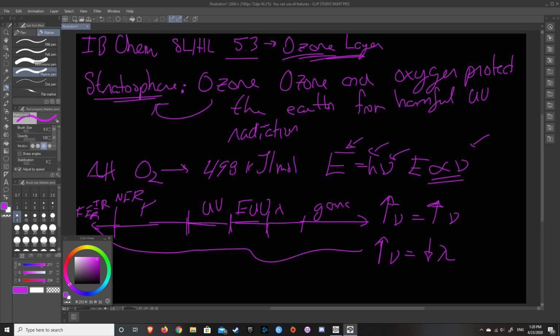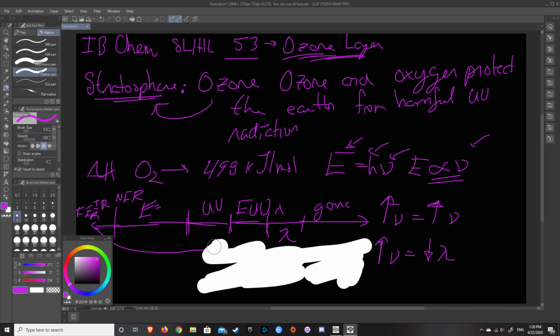All of this is different wavelengths, and wavelength is related to frequency, and frequency is proportional to energy. Therefore, wavelength is inversely proportional to energy. We don't really need to know exactly how, but we just need to know that shorter wavelength means a higher frequency, and a higher frequency means a higher energy.